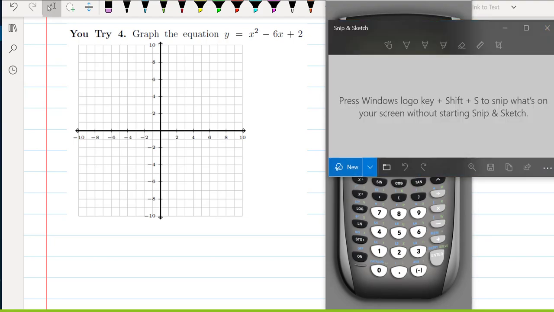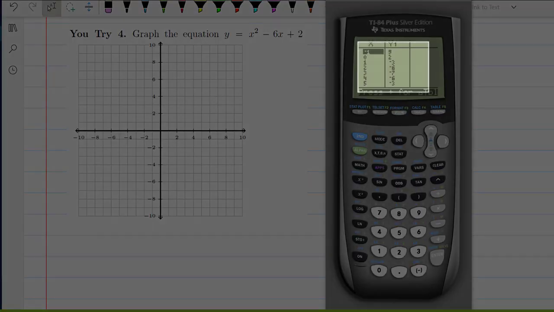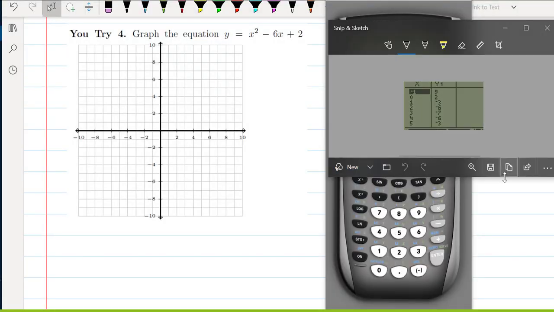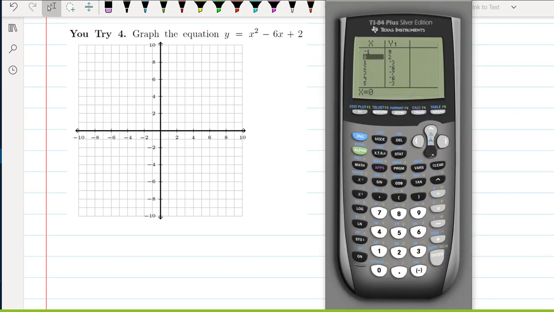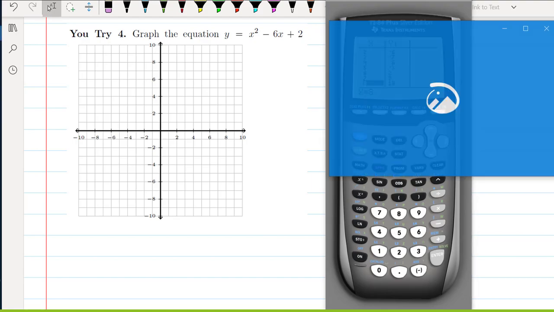So go ahead and plot some of these points. And we're going to scroll down using our arrow keys a little bit, and we'll see that this thing comes back up a little bit.